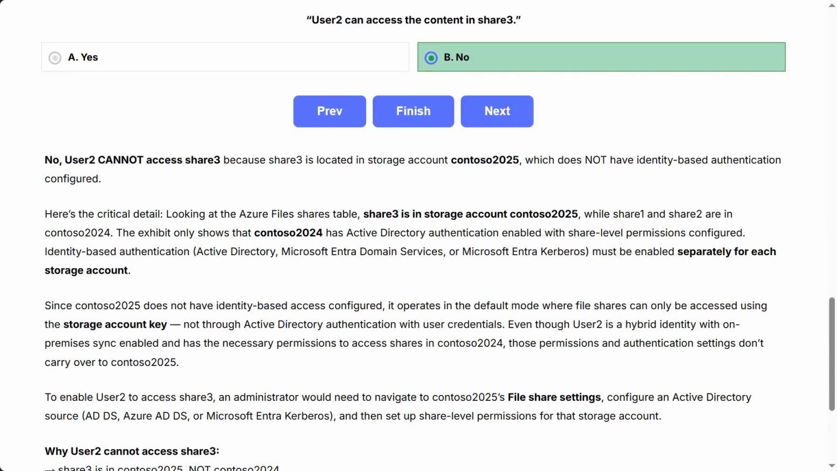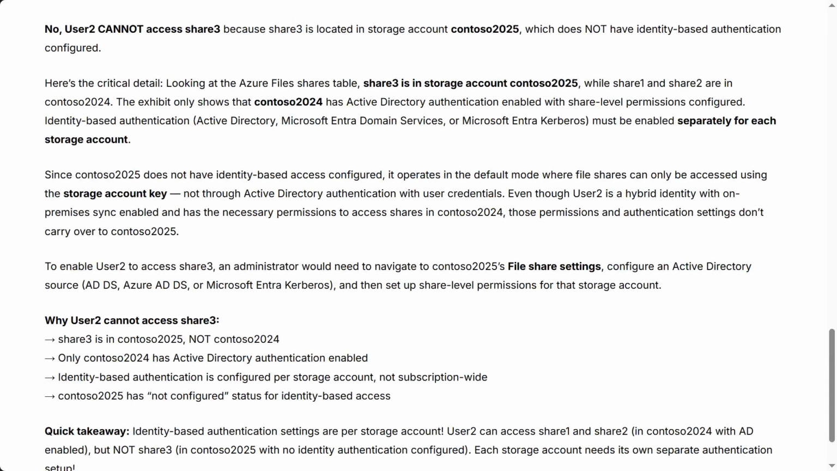Since Contoso 2025 does not have identity-based access configured, it operates in the default mode where file shares can only be accessed using the storage account key, not through Active Directory authentication with user credentials. Even though User 2 is a hybrid identity with on-premises sync enabled and has the necessary permissions to access shares in Contoso 2024, those permissions and authentication settings don't carry over to Contoso 2025.